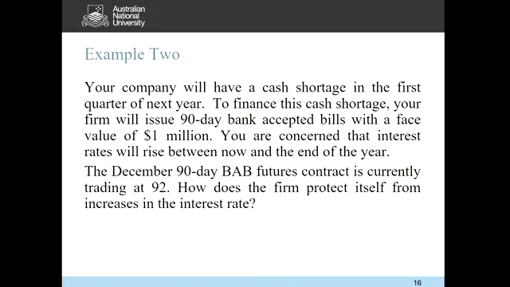So the value of our future contract decreases when the interest rate increases. And we want to make money when the interest rate increases. What should we do? We should enter long or short. We should short it, right? We should short precisely one December 90-day BAB futures contract. And in that case, we make money because we're short. All right? Very straightforward, two scenarios.